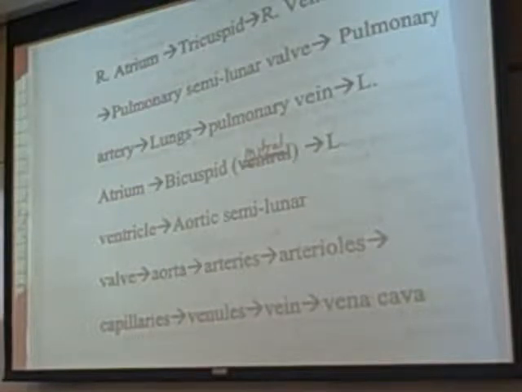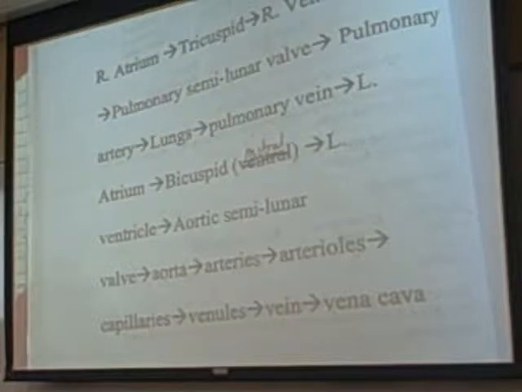We go right atrium, tricuspid, right ventricle. The right side of the heart, just pumping to the lungs, is much smaller than the left side of the heart. It doesn't have to work as hard. It's still significant though. Pulmonary semilunar valve, pulmonary artery, lungs, pulmonary vein. There's three things there we need to look at.